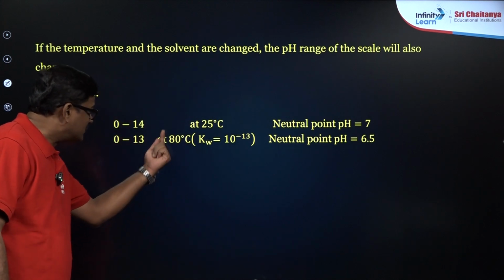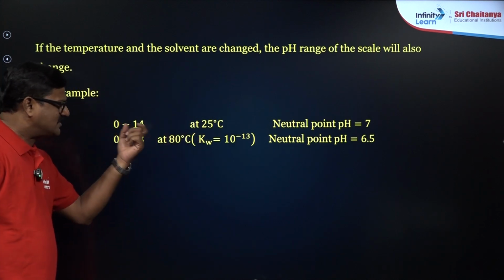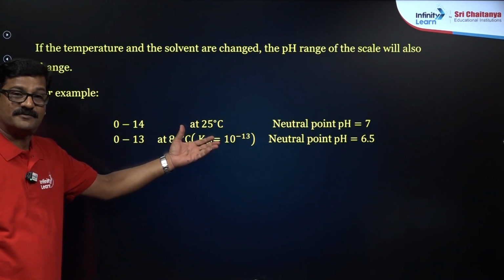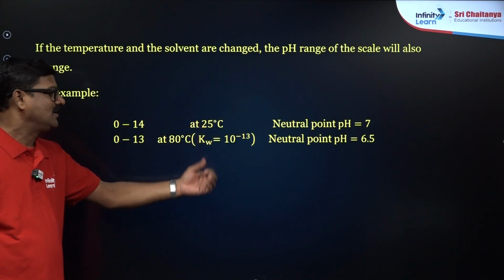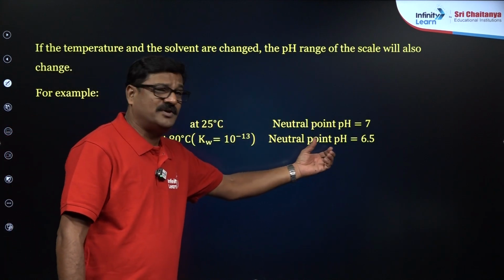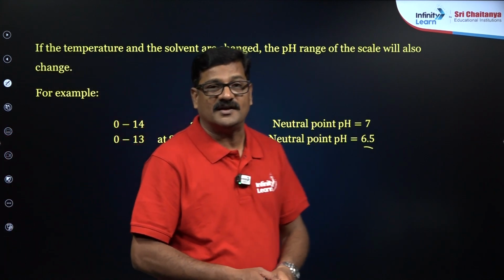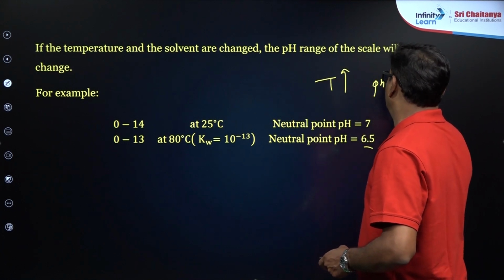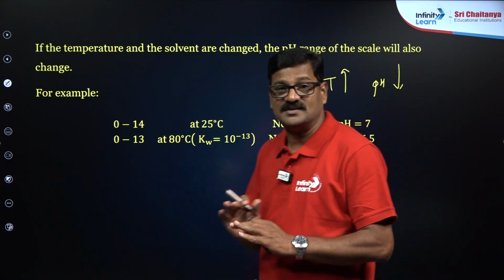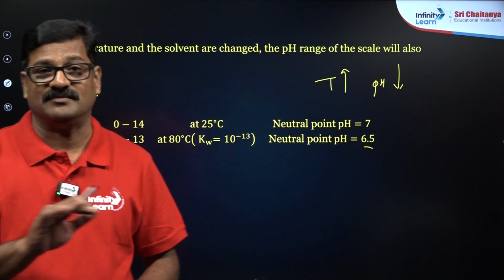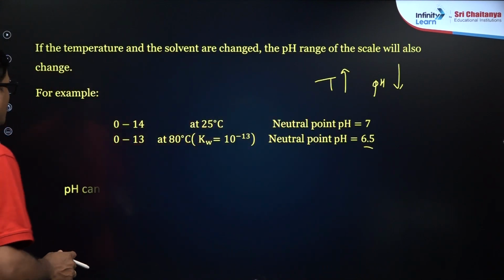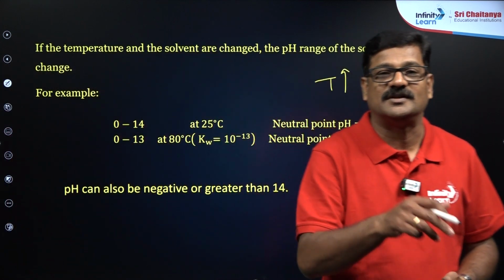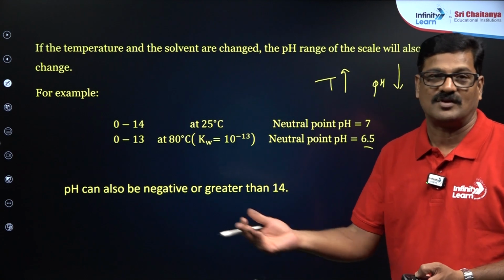If temperature is raised, the Kw value increases. So it changes from 10 power minus 14 to 10 power minus 13, and the neutral point pH is going to be 6.5. I just want to say, as temperature increases, pH decreases, but the acidity, basicity and neutrality never change, mind it. Also, pH can be negative or greater than 14. That is actually a defect in the pH scale given by Sorensen.